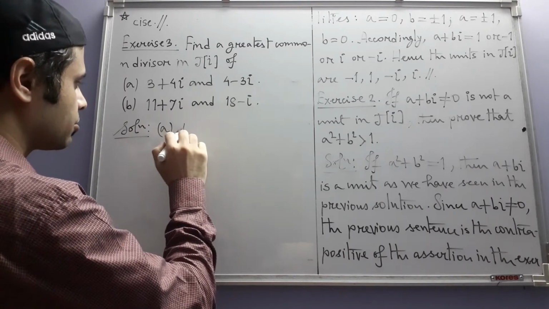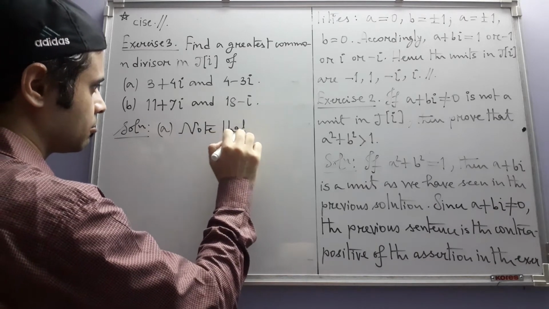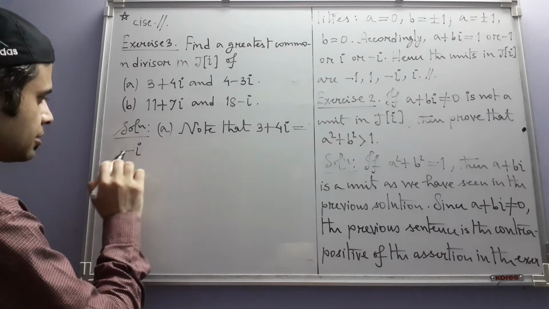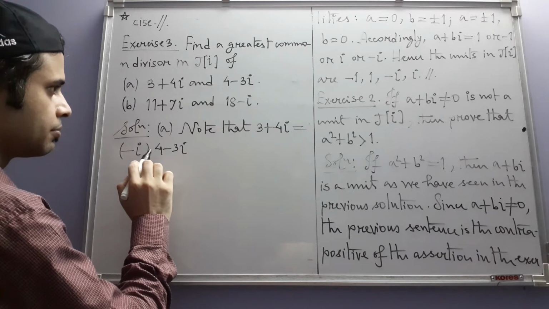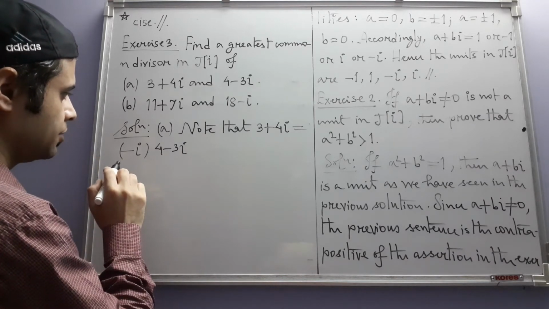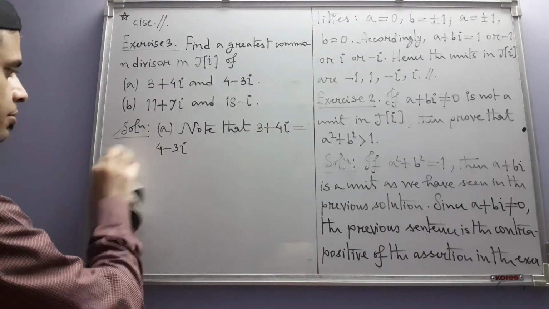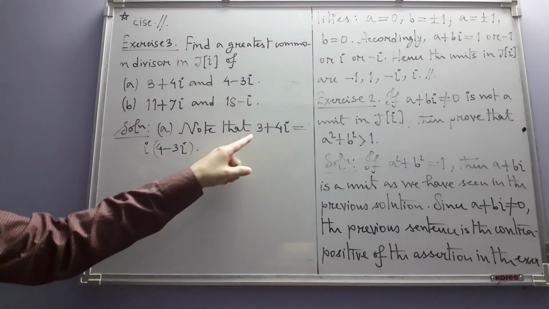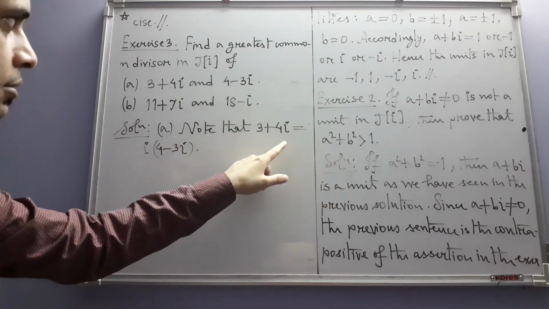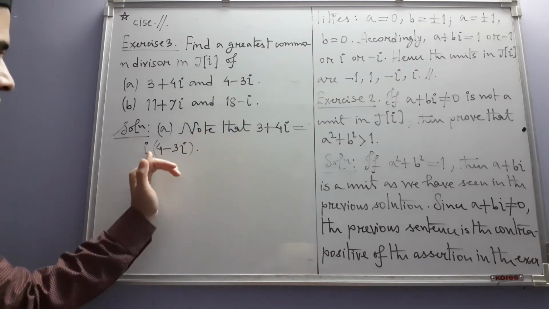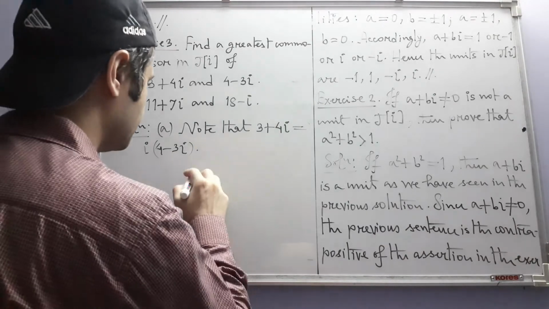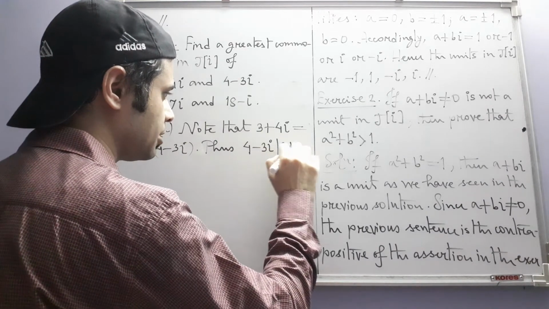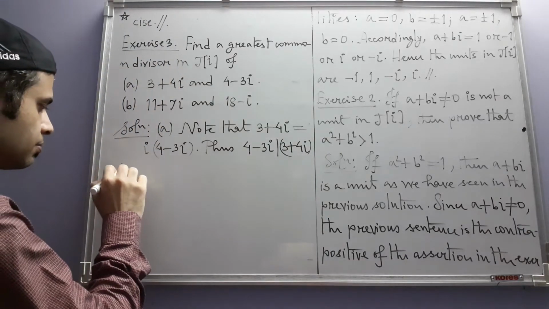Now the first one is particularly easy. Let us see why. Note that 3 plus 4i is equal to minus i times 4 minus 3i. Am I having it correctly? No, it will not be minus i, it will be i times 4 minus 3i. So this means that 4 minus 3i divides 3 plus 4i in Ji. So that just simply means that 4 minus 3i itself is the GCD. Thus 4 minus 3i divides 3 plus 4i in Ji.